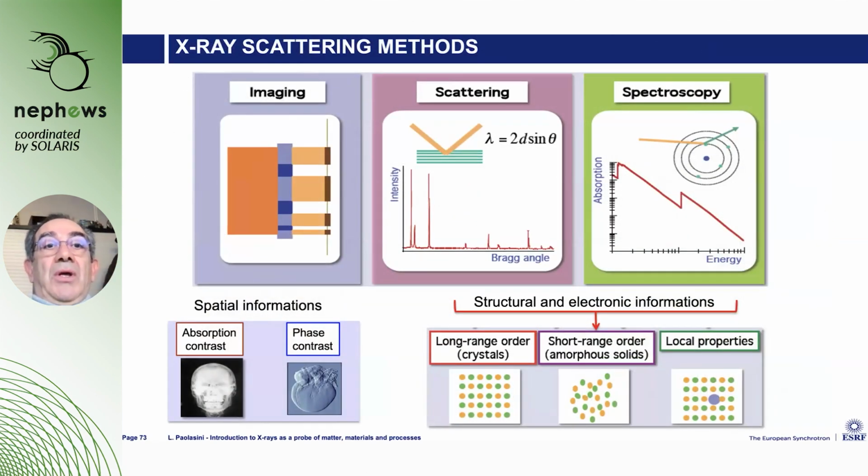So I tried to show the three main pillars of the X-ray scattering method. One pillar is the imaging technique, in which we can extract spatial information, for example, by absorption contrast or by phase contrast. The scattering, which is very important for diffraction methods, and the spectroscopy. Both these two methods aim to investigate the structural and electronic information in materials, studying long-range order, short-range order, or local properties in amorphous material.